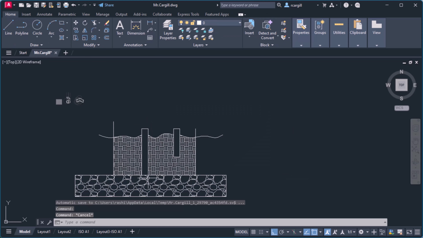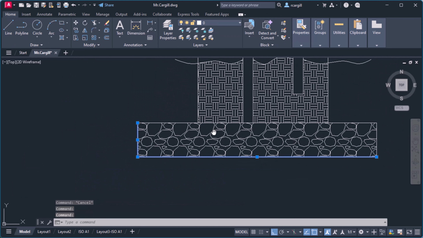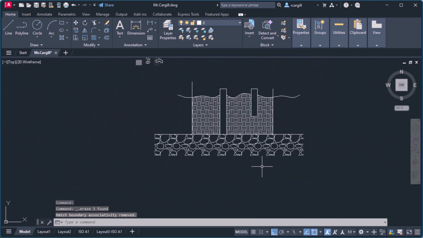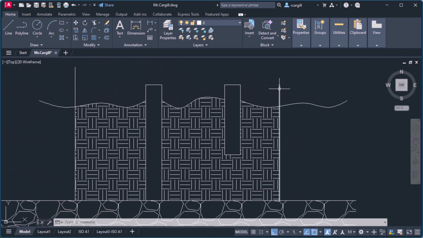So we have that. Now what we can do is delete this and delete this. The reason we're deleting these is because it continues down and across. It doesn't just stop here. So this is just a portion of it. So that's how we did that. And we can also delete these two lines here. We'll just use them to get somewhere to hatch.